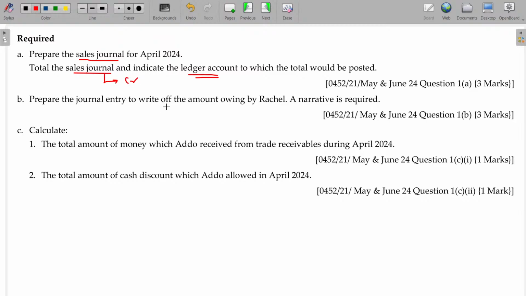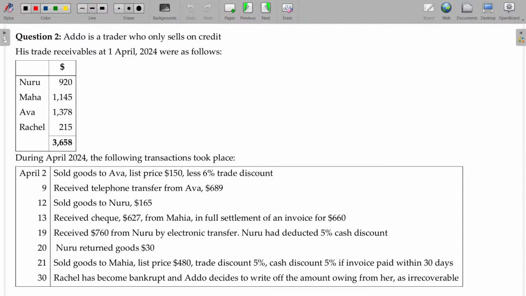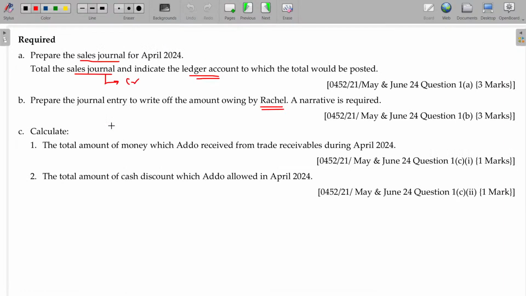Prepare journal entry to write off the amount owing by Rachel. So Rachel's amount is going to be written off. So this is going to be write off, irrecoverable debt. We can pass the entry later on. And calculate the amount of money which Adu received from the trade receivables during the month April 24, and cash discount which Adu allowed in April 2024. Of course, you don't need to prepare all these things. Whatever is required, you just prepare.